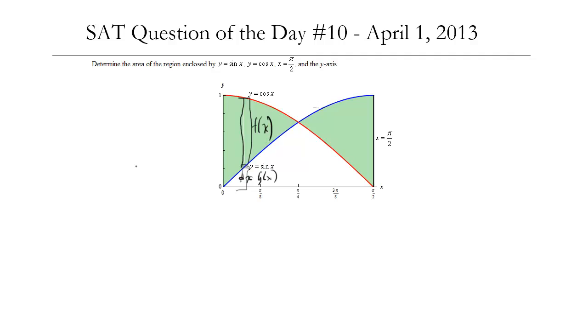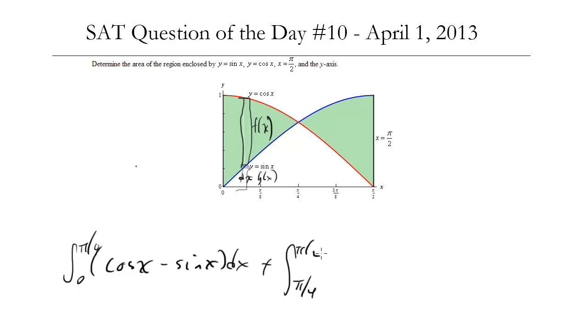But notice the top curve and the bottom curve switch, right? Here we've got the top, and over here we've got the top. So we've got to do this in two different components. So the area in between the curves will be the integral from 0 to pi over 4, where they intersect, of the top curve, which is cos of x minus sine of x, all dx. And then we have to add to that the next one, which is from pi over 4 to pi over 2, this time of sine of x minus cos of x.